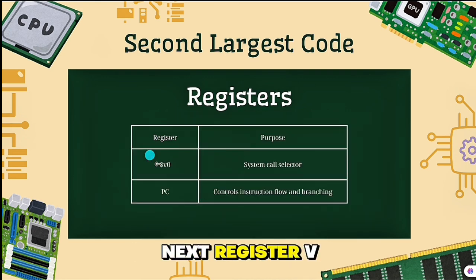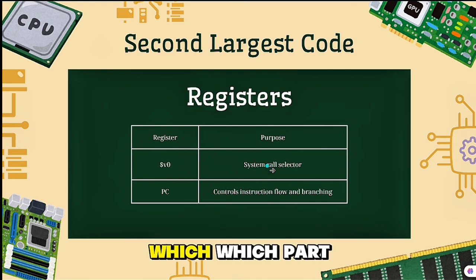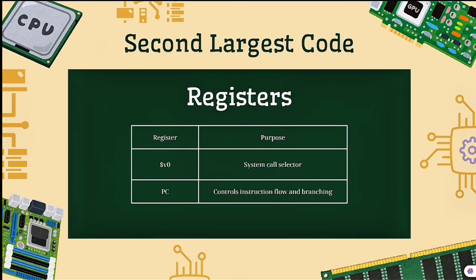Next, register V0, which means value. V0 usually we call the system call selector. So we use V0 to tell the system which part we want to call. And then it is for basic console instruction flow and branching. That's all what happened in register.